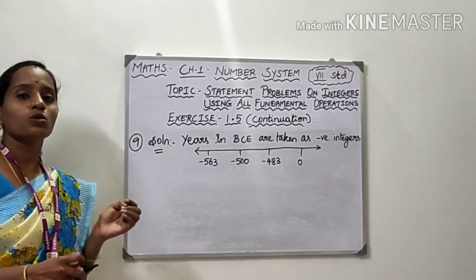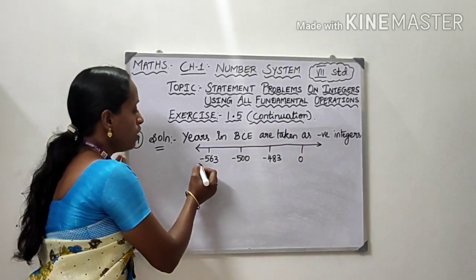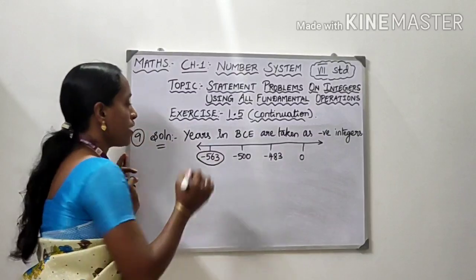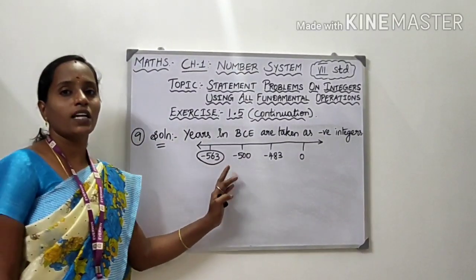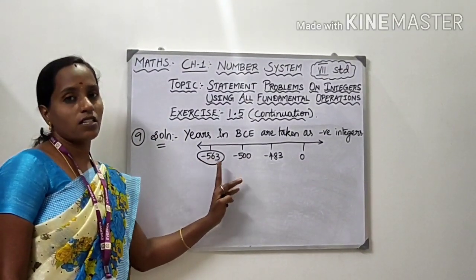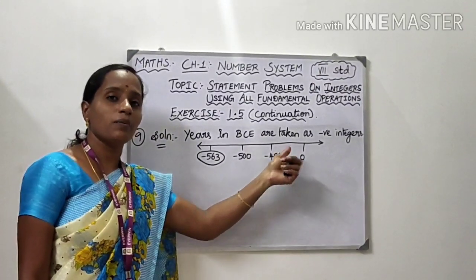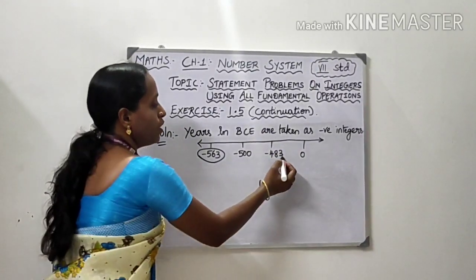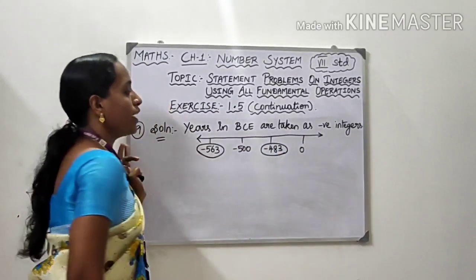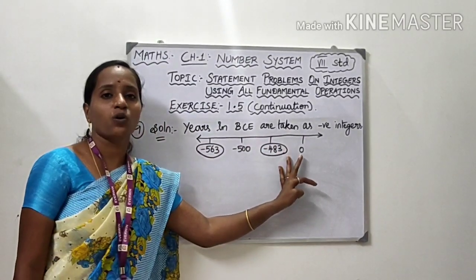So here in the question they have given Buddha was born in 563 BC. So we can denote that as minus 563. And he died in 483 BC, they said. So we can denote that 483 using a minus sign. So it is minus 483.